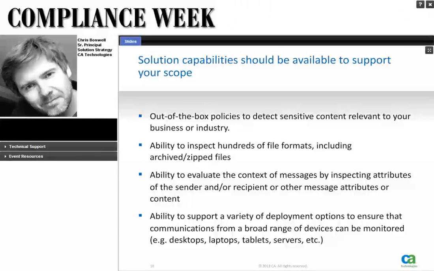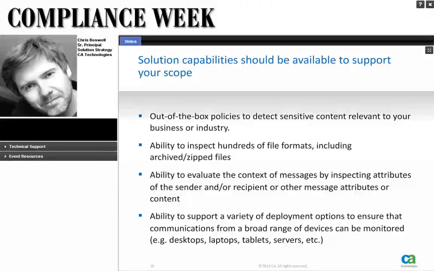Once you understand what the goals and objectives are and what the scope's going to be, you do need to have a solution that will enable you to automate and enforce your policies around that scope. So you ultimately would be looking for some technology that has the capability to find content that's relevant to your business out of the box. So don't go looking at vendors who are very strong in financial services if you are a healthcare company.